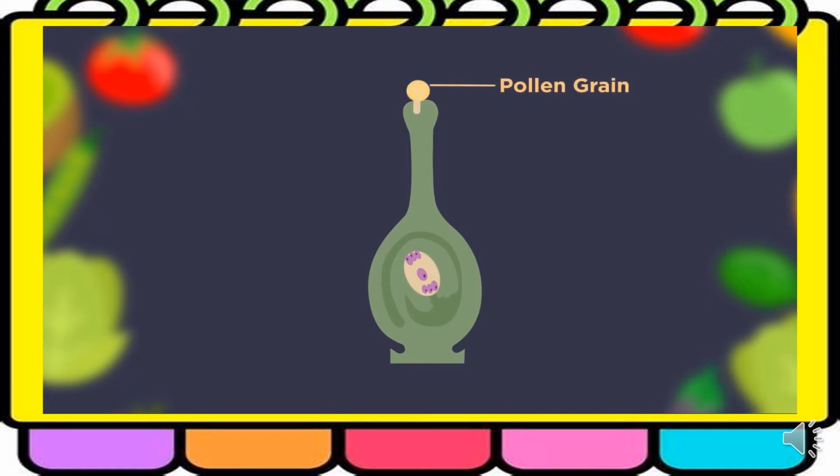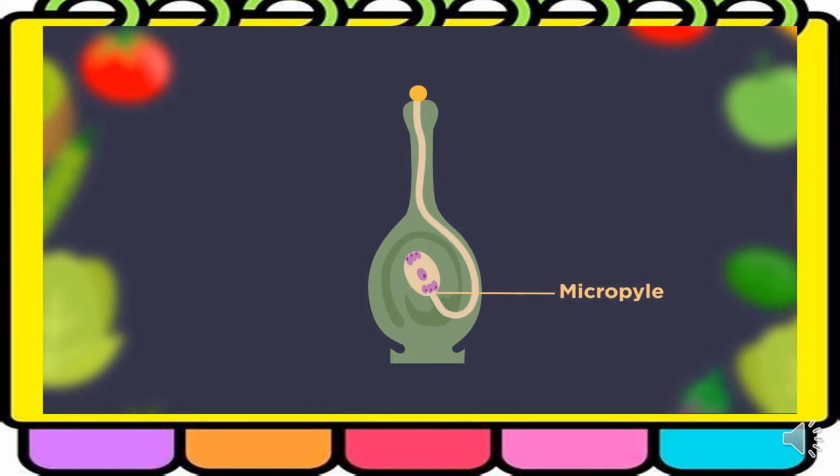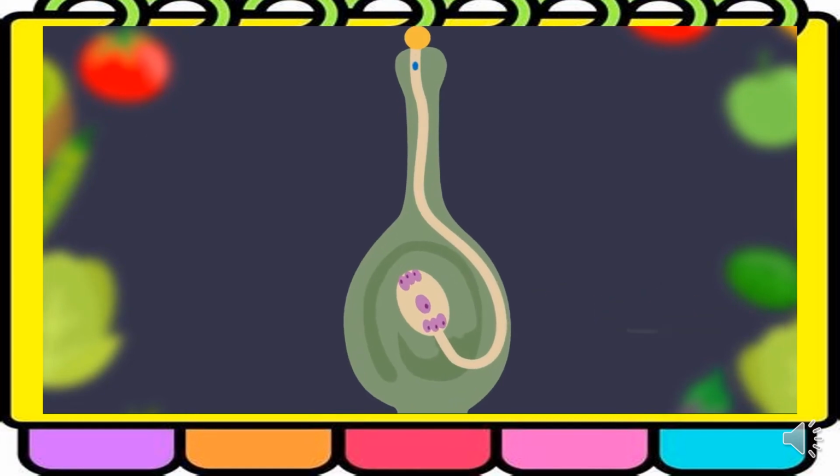A mature pollen grain containing 2 male sex cells has landed on the female stigma of the same species. The pollen grain grows a pollen tube that goes down the female style to the ovary, where it enters through an opening called the micropyle. The male sex cells travel from the pollen grain down the pollen tube to the female ovule.